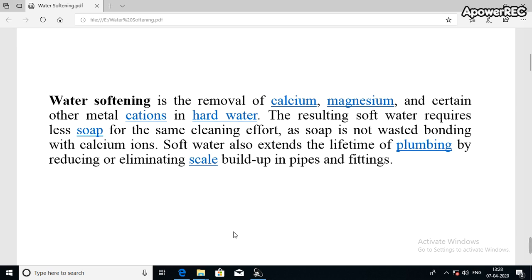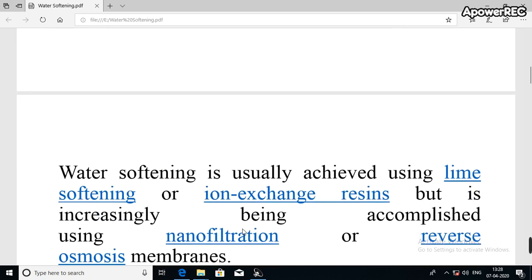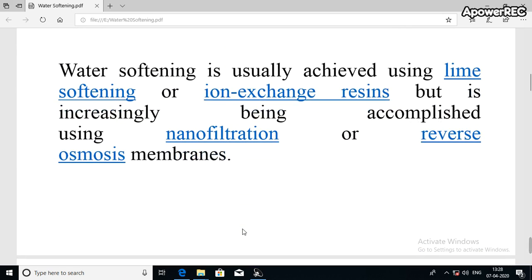Hard water is undesirable because it consumes more soap, as well as leaving layers in the pipes and the fittings of the building. Water softening is usually achieved using lime softening as well as ion exchange regimes. But nowadays we can use processes like nanofiltration, reverse osmosis, etc.